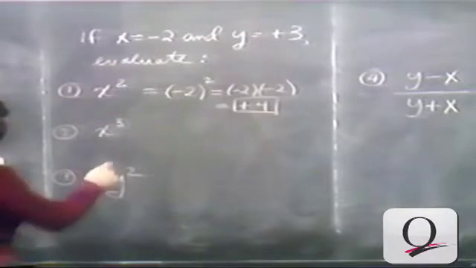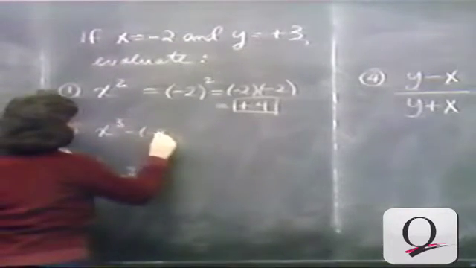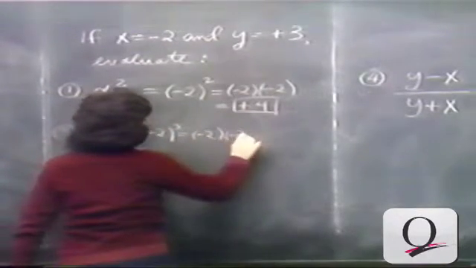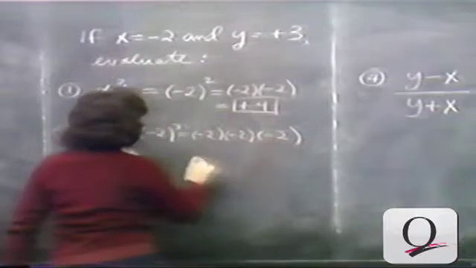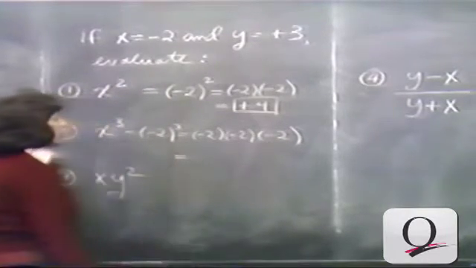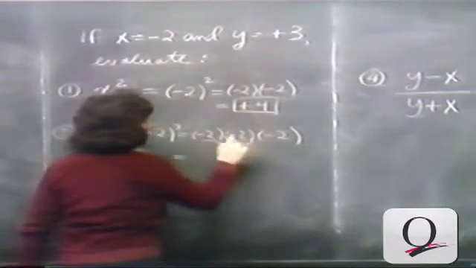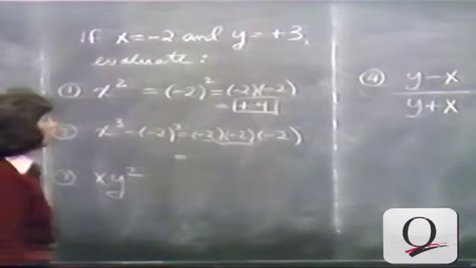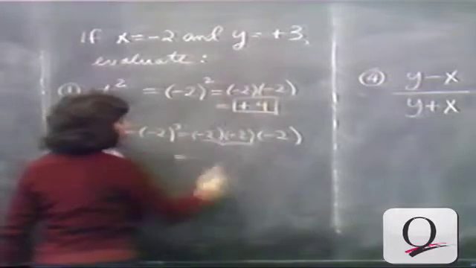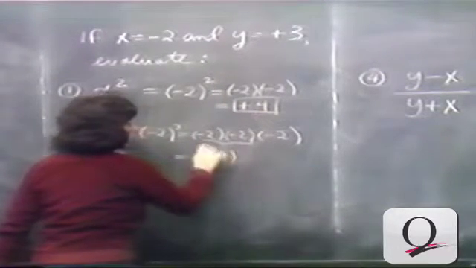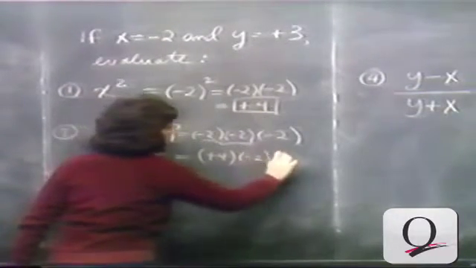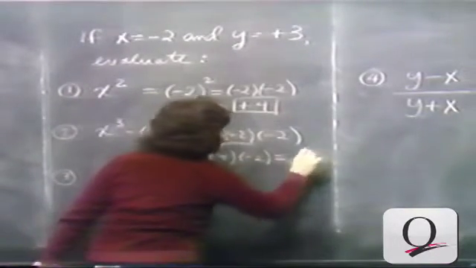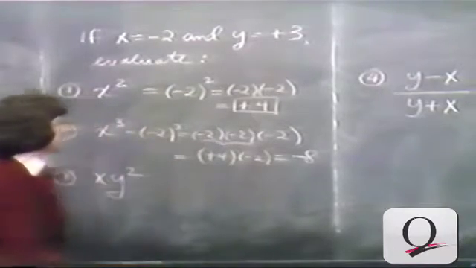X cubed. This is minus 2 cubed. Minus 2 times minus 2 times minus 2. First, we can multiply minus 2 times minus 2 and then multiply the answer by another minus 2. Well, minus 2 times minus 2 we've just seen is plus 4. Plus 4 times minus 2. 4 times 2 gives you 8, but the signs are different, so the answer is minus 8.